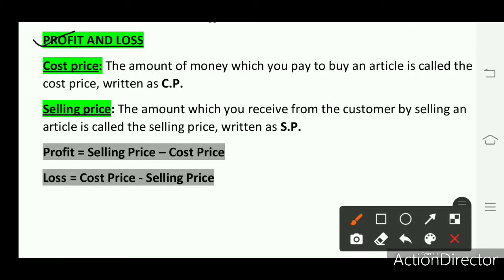Profit and loss. Profit and loss depend on cost price and selling price. Cost price. The amount of money which you pay to buy an article is called the cost price, written as CP. And selling price, the amount which you receive from the customer by selling an article is called the selling price and written as SP. So here the formula of profit is equal to selling price minus cost price. Then we get profit, and loss equal to cost price minus selling price.